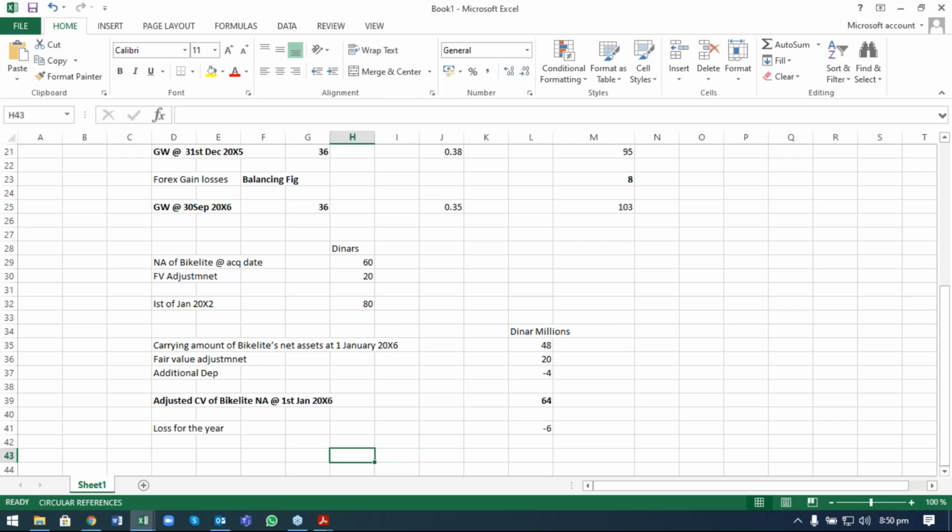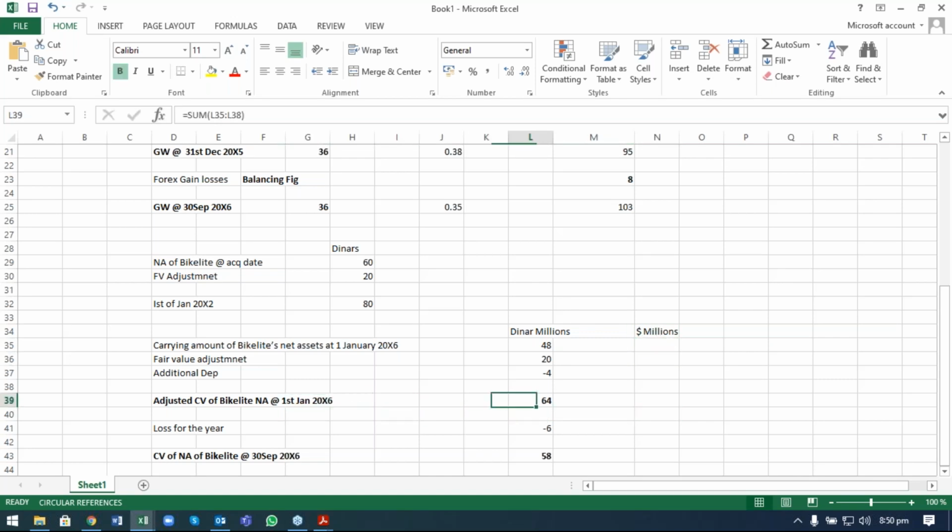So if you have considered this loss, the carrying value of net assets of Bakelite at 30th September 20x6, because afterwards you don't have the subsidiary available with you, so you cannot record it. So this would be the value. If you are converting it into dollar millions, what would be the value? This is for your understanding. If someone doesn't understand it, do let me know.